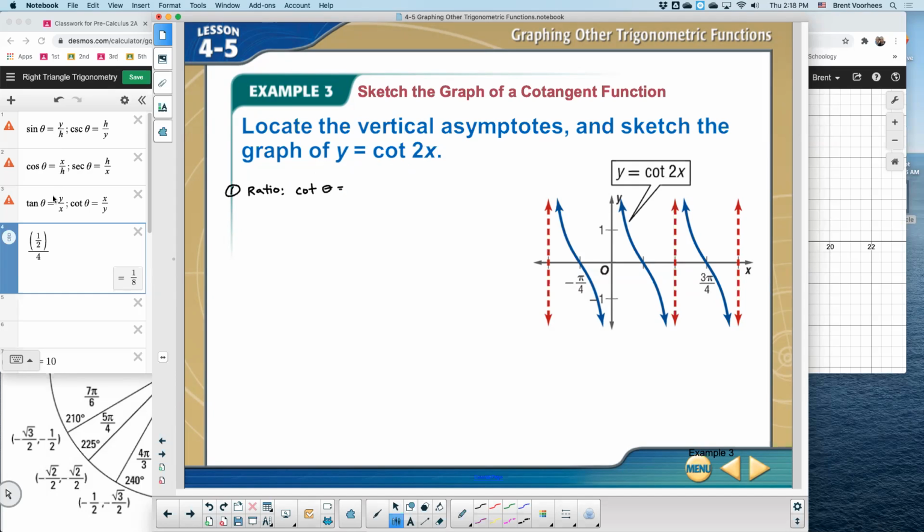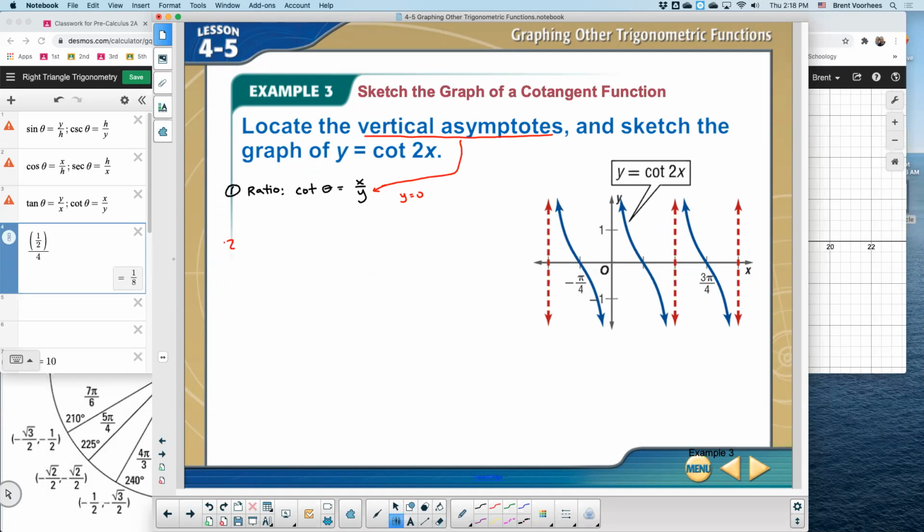Sine is y, cosine's x, tangent is y over x, cotangent is x over y. So if I needed to find a vertical asymptote, I need to look for when y equals 0 now. I want to find out when y equals 0. So let's go on to step 2.